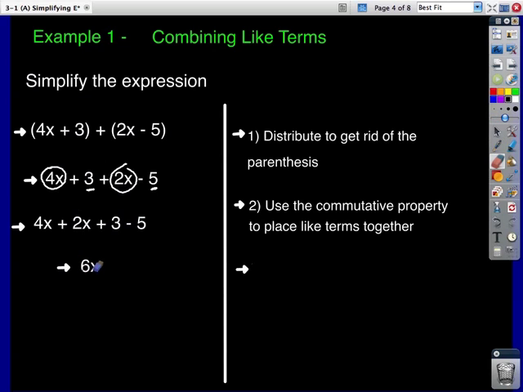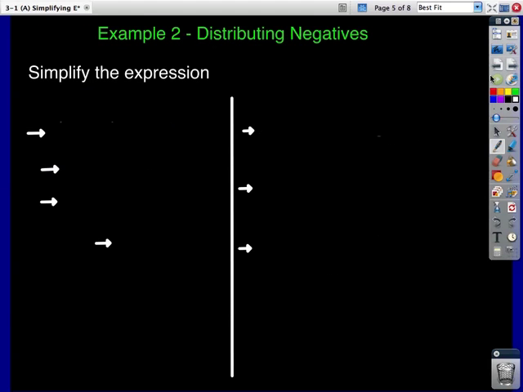Then the last step is to just simplify, combine like terms. And so I know that 4x plus 2x is 6x. That's where I got that. And then 3 minus 5 is negative 2, and that's where I got my negative 2. Okay? So I made this a little more complicated than it needed to be, just so I was hoping you'd understand what we were doing with the distributive property. But really, in this case, we just got rid of the parentheses and simplified. That's all we did. One more example.